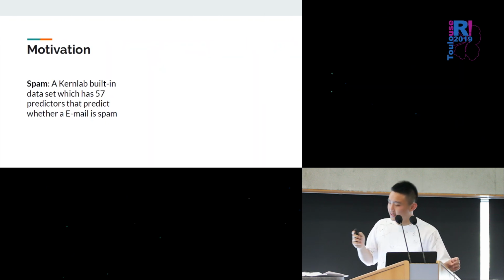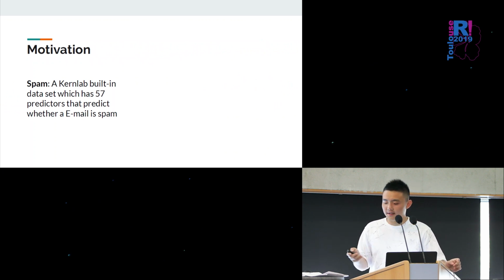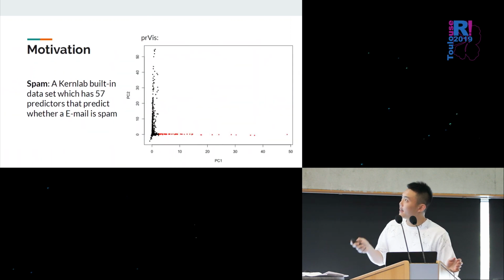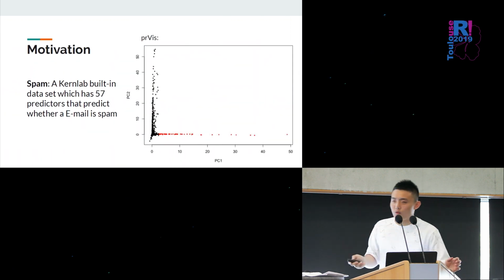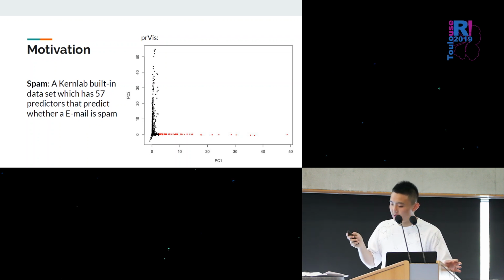So this is our second example, to illustrate the second goal. We use the spam dataset, a built-in dataset in the package kernlab, which has 57 predictors that predict whether an email is spam. We know for sure that there are 2 labels, spam or non-spam. Let us see how prVis performs. And we see a nice orthogonal separation between the spam emails and non-spam emails.